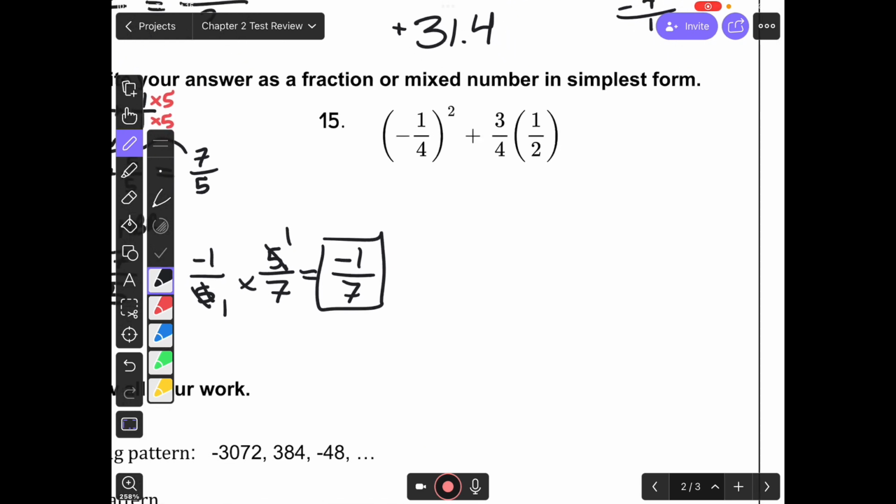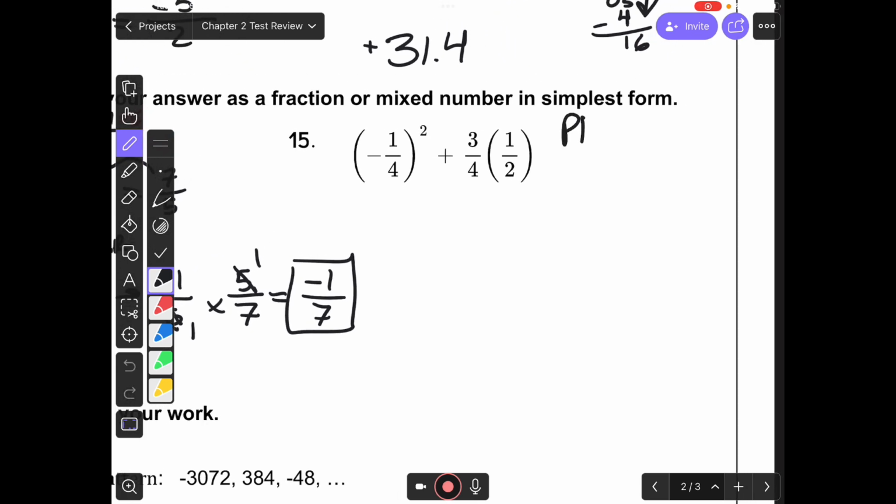For number 15, we need to remember our order of operations, which we often refer to as PEMDAS: parentheses, exponents, multiply, divide, add, subtract. First step would be to look at parentheses. I do have parentheses here, but 15 is really talking about a negative number being squared, and the parentheses here are just saying, hey, these two numbers are multiplied. So really, there's nothing happening in the parentheses, we are all good.